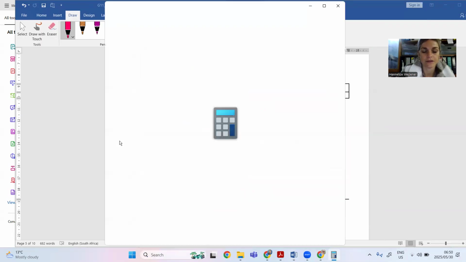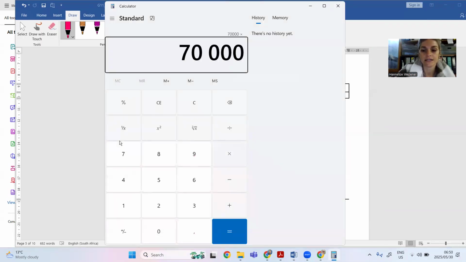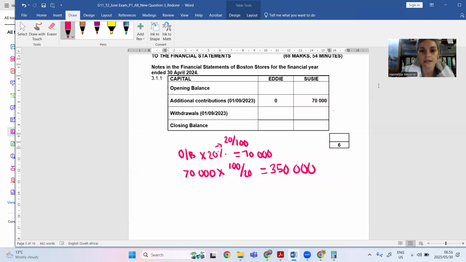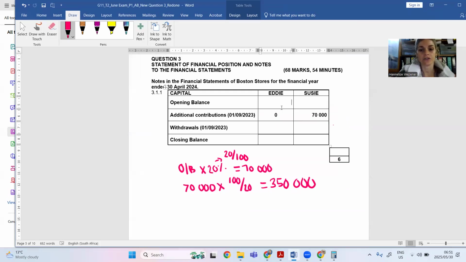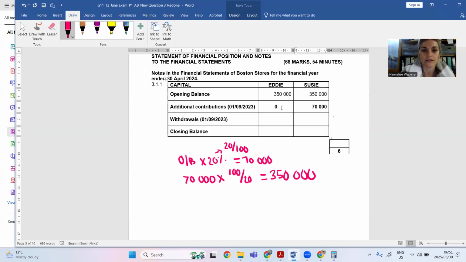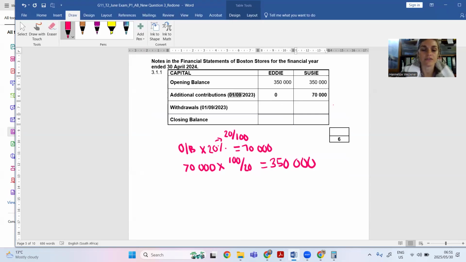So let's quickly get our calculator going here. There we go. So 70,000 times 100 divided by 20. So in other words, she started on a capital balance of 350,000. And they said that both partners had the same capital contribution on the first day. Therefore, both of them had 350,000 on day one. So that's the first day of the current financial year. And they both had that until the 31st of August. And then they made changes to their capital contribution.